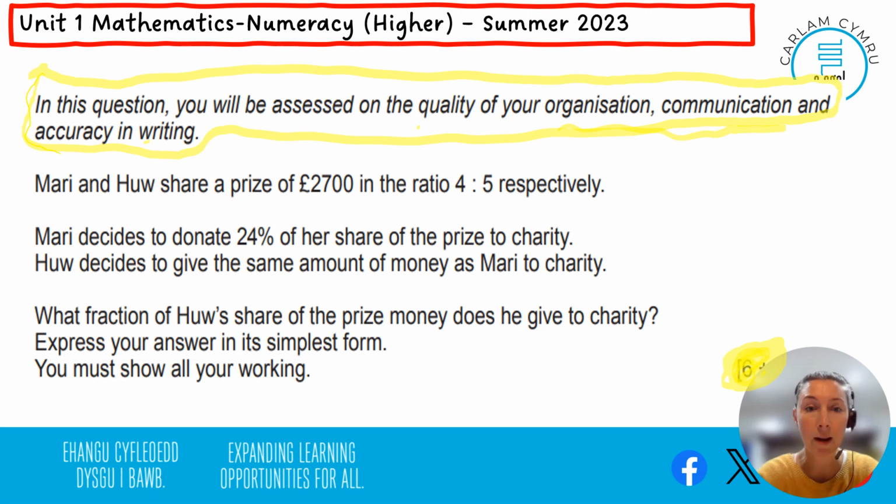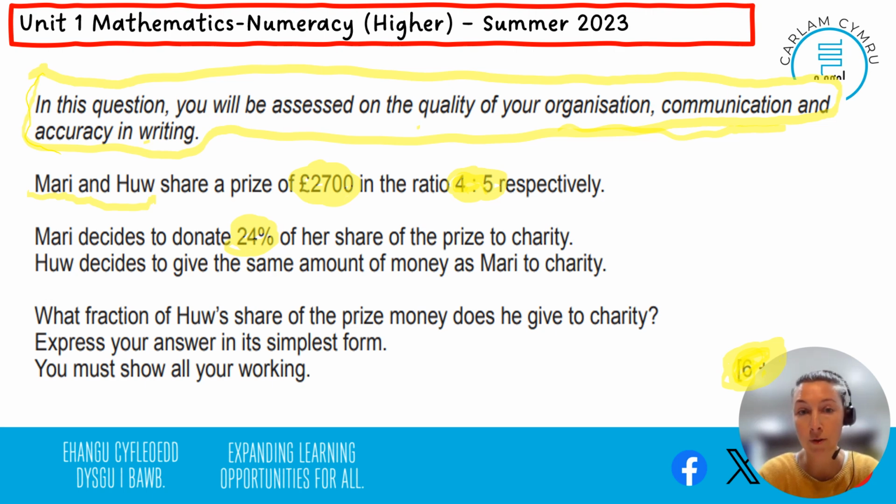So the question: Mary and Hugh share a prize of £2,700 in the ratio of 4 to 5. Therefore, it goes in order. Mary gets 4 and Hugh gets 5. Mary decides to donate 24% of her share of the prize to charity. Hugh decides to give the same amount of money as Mary to charity as well. What fraction of Hugh's share of the prize money does he give to charity?